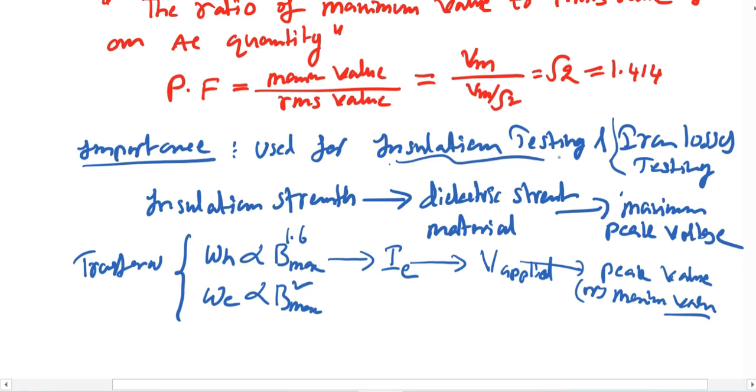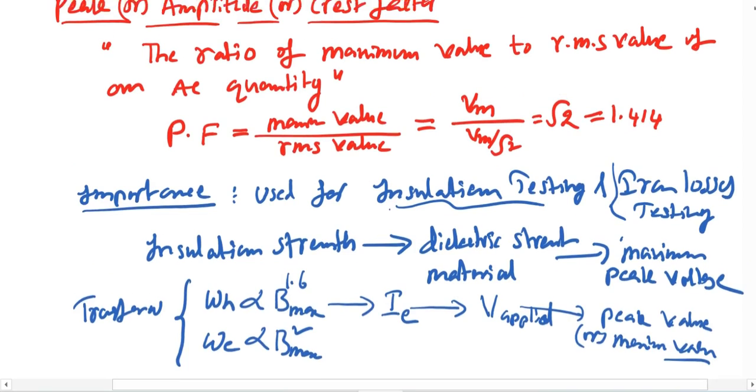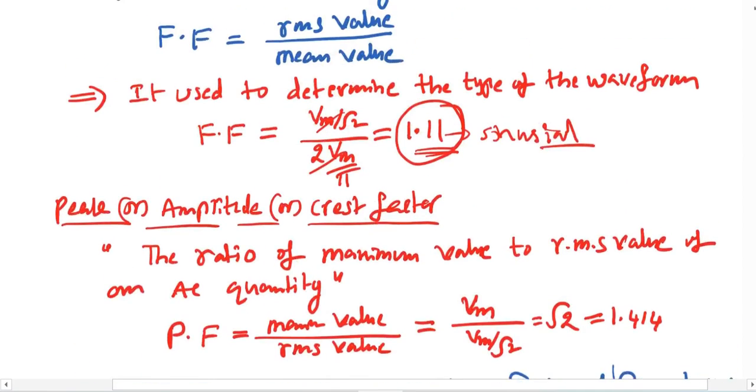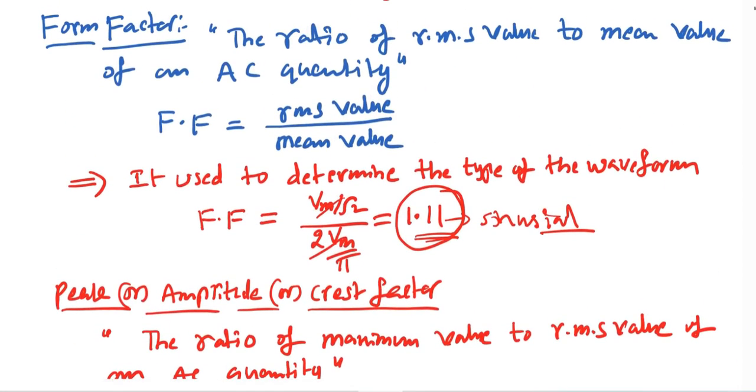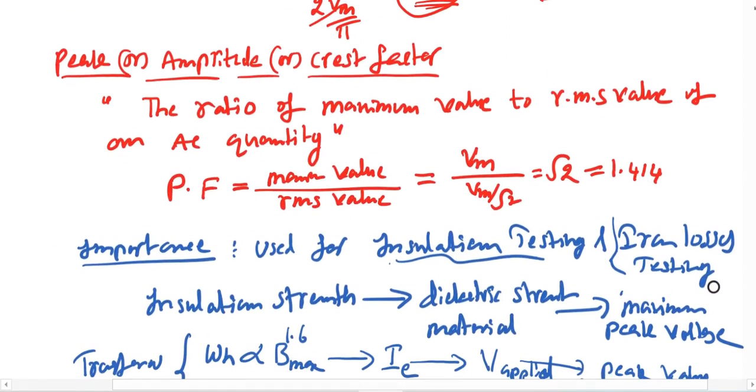So these are the significance of the peak factor, as well as the form factor. By seeing the form factor, you can differentiate which type of waveform is coming in your power system, or how pure a sinusoidal waveform is being produced in the power system. Those important significances you are able to notice from these terminologies.